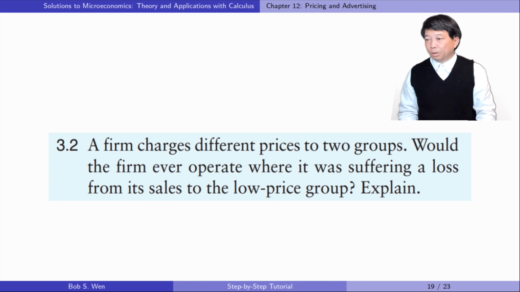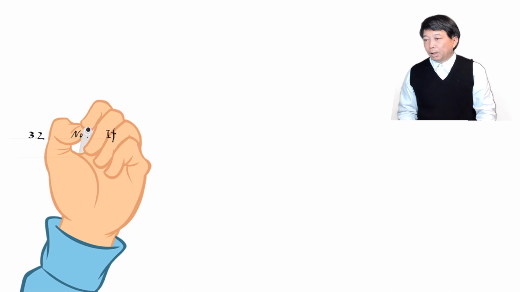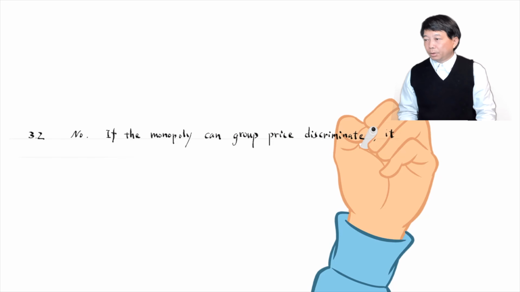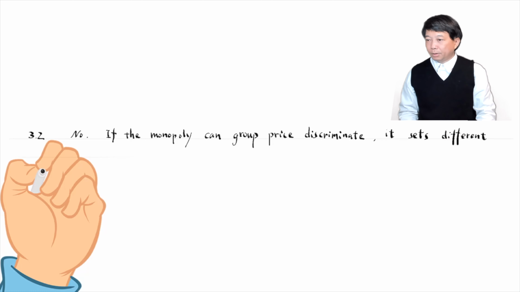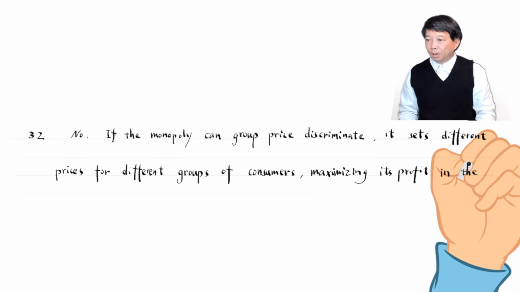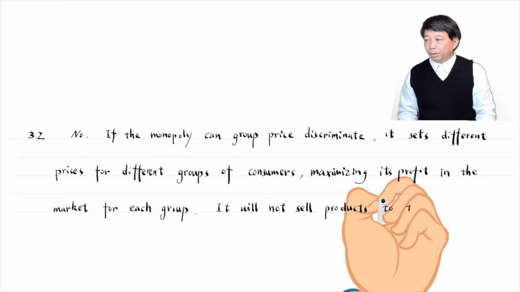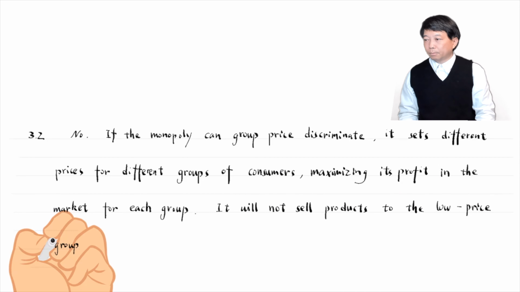Let's solve exercise 3.2. A firm charges different prices to two groups. Would the firm ever operate where it was suffering a loss from its sales to the low price group? Explain. No. If the monopoly can group price discriminate, it sets different prices for different groups of consumers, maximizing its profit in the market for each group. It will not sell products to the low price group if it is suffering a loss.